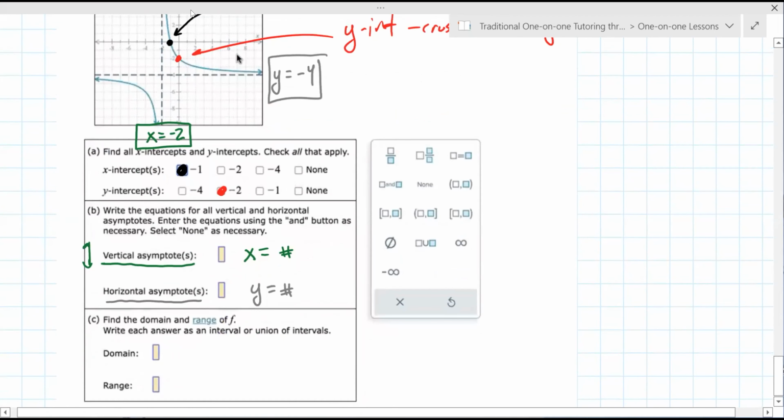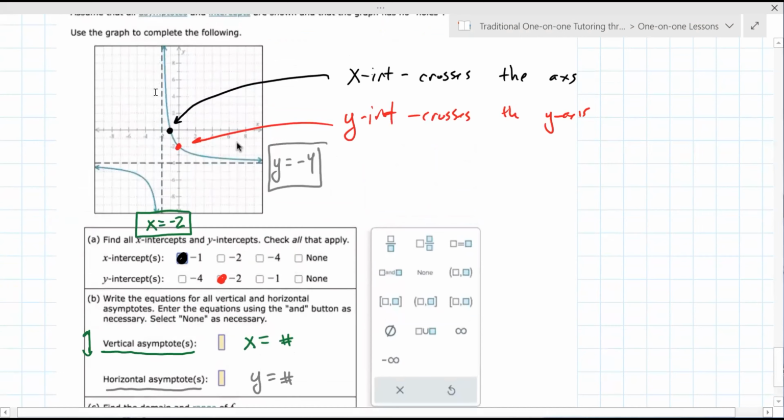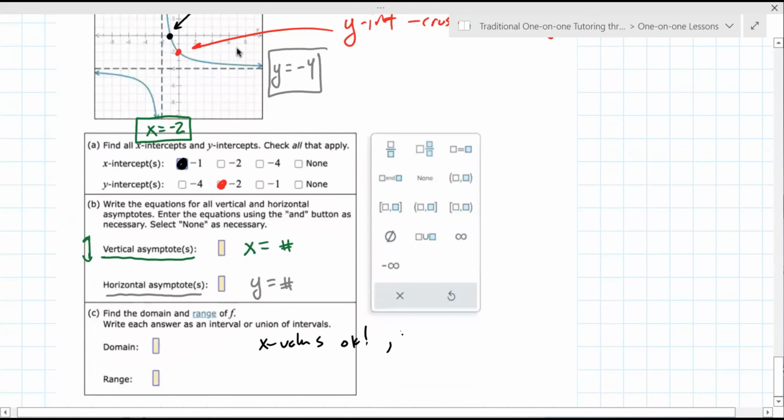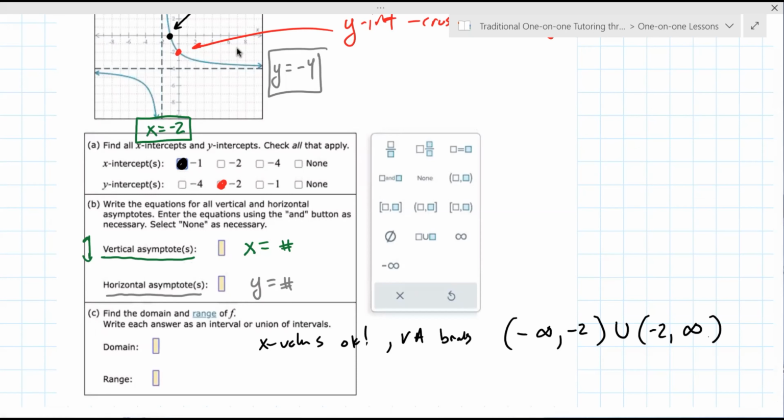Okay, that's part A and B. Okay, so the domain are the x values that are okay. And the restrictions you're looking for are the vertical asymptotes. So that vertical asymptote breaks it up. It always starts out at -infinity. If you have one vertical asymptote, in this case it goes right there, and then you just keep going the other direction to positive. There's a little bit more information I can give you about domain, but we'll keep it simple for now. It's left to right.